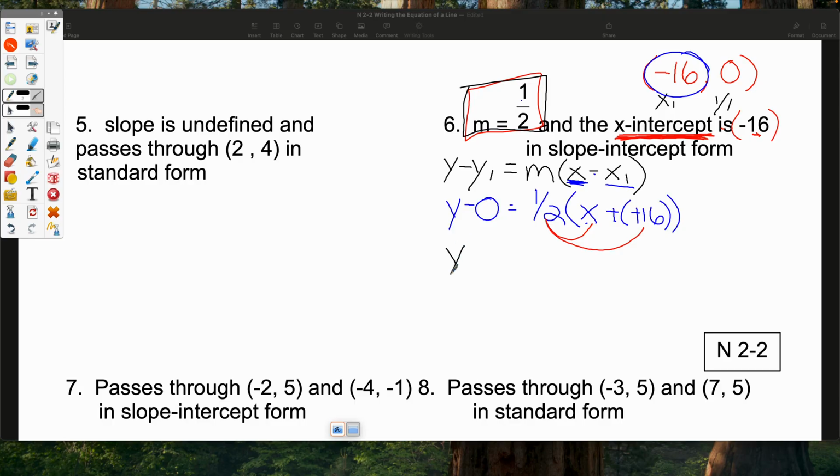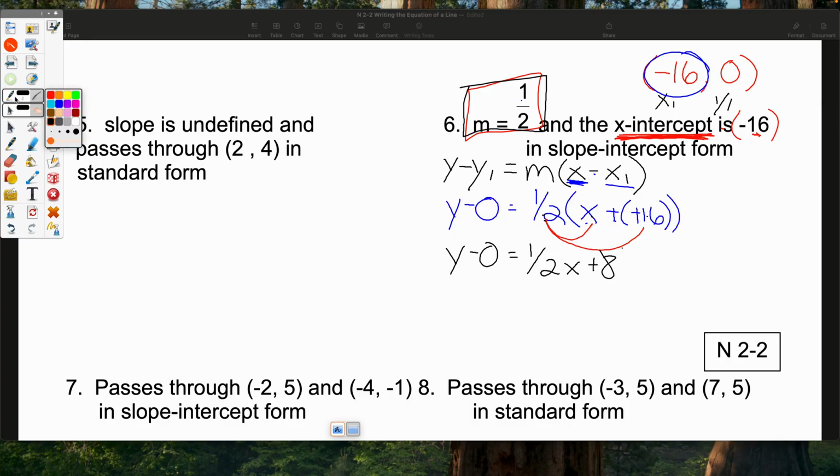So on the left, y minus 0. And then 1/2 times x, we can rewrite as 1/2 x. And then 1/2 times positive 16. What's 1/2 of 16? 8. Sometimes you'll want to leave 16 over 2, kind of like we did with the 4 over 3. The reason we left 4 over 3 as a fraction is because it doesn't really simplify to a good looking number, okay? But we can actually do 16 divided by 2, and we can write that as plus 8 at the end. So 1/2 times 16 plus 8.